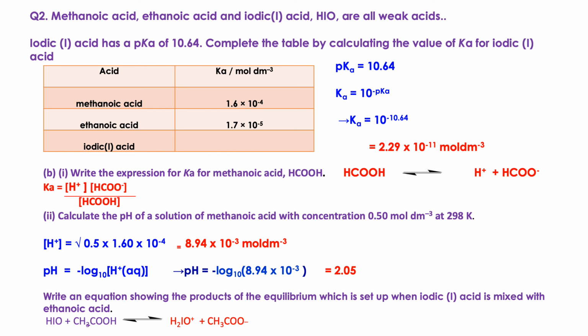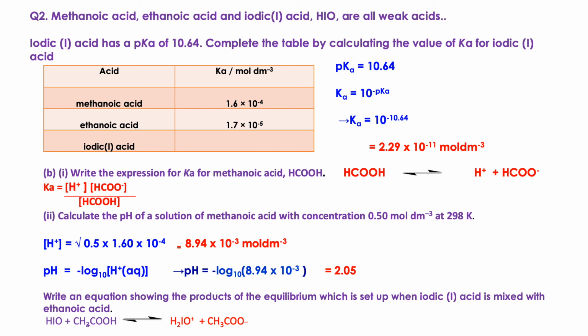Write an equation showing the products of the equilibrium which is set up when iodic acid is mixed with ethanoic acid. Now both iodic acid and ethanoic acid are weak acids. When two weak acids react, one acid acts as an acid and the other one acts as a base. Now, the one which is a stronger acid will act as an acid and the weaker acid will act as a base.